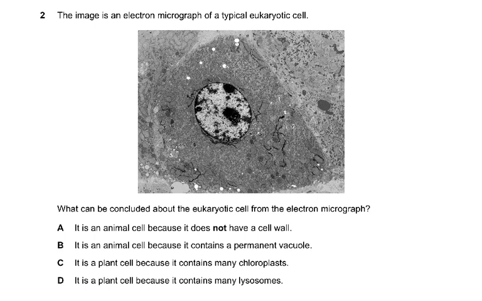The image is an electron micrograph of a typical eukaryotic cell. What can be concluded about the eukaryotic cell from the electron micrograph? It is an animal cell because it does not have a cell wall. This is the animal cell, and of course it also does not have any vacuole in it. Now this is all wrong. It's an animal cell because it contains a permanent vacuole. That's never been an animal cell. It's a plant cell because it contains many chloroplasts. No, we can't see any of the chloroplasts. It's a plant cell, it contains many lysosomes. No, we can't see that either.